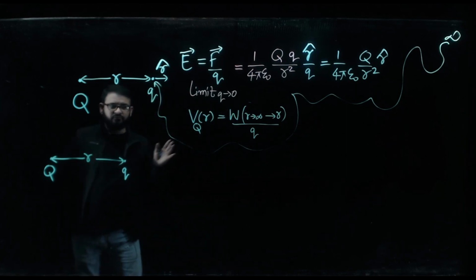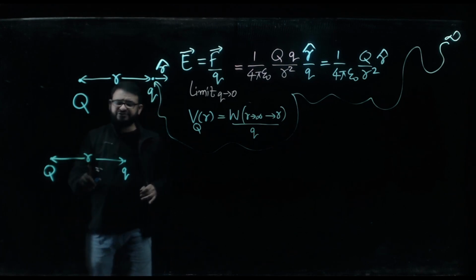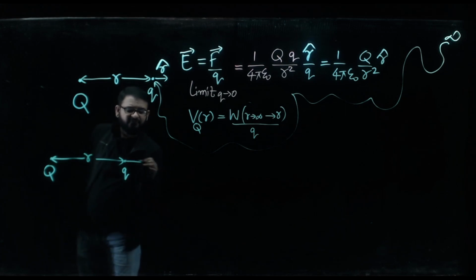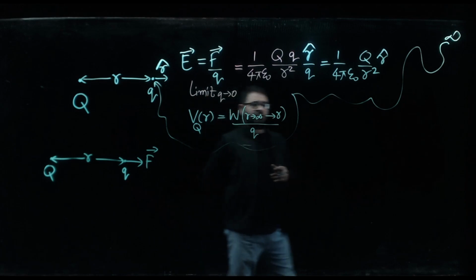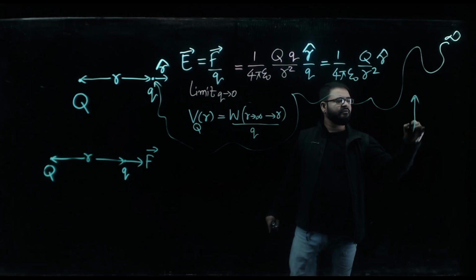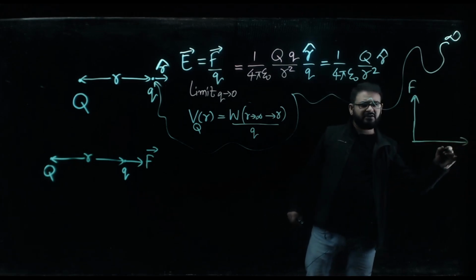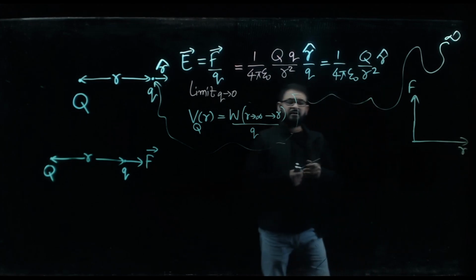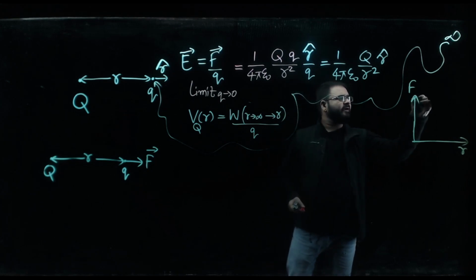So let's get down to the task. Now you can see if this charge q is at a position R, it will feel a force. Now the force will be repulsive, will be in this direction. Now what we are going to do is we are going to calculate total work done. Now in order to do the work done calculation, first let us look at the force. Now force as compared to the location depends in this manner, right?